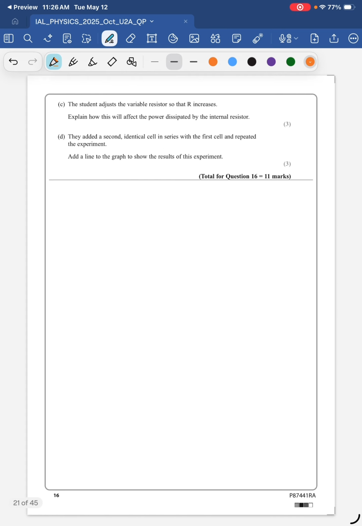And there's a part C and a part D. In part C, they say the student adjusts the variable resistor so that R increases. Explain how this will affect the power dissipated by the internal resistor. So let's write this down over here. So increasing R raises R total. So current drops.